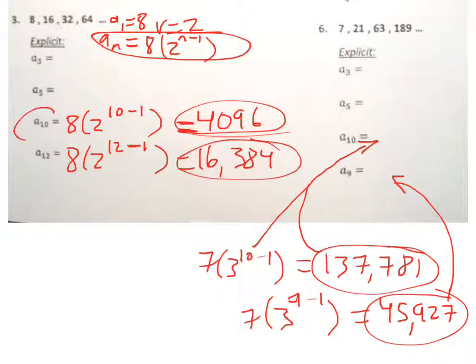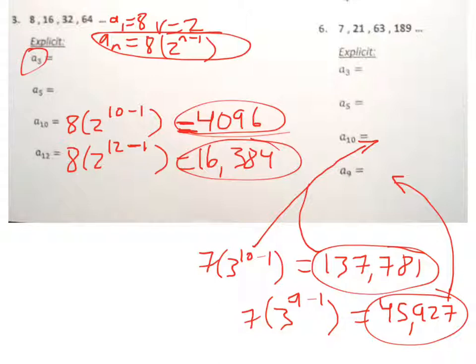And so to get a sub 10, I took this function and put the 10 in where the n goes, and compute that out, you get 4096. And for a sub 12, you take 12 and you put it where n is, and then you compute that, and you'll get 16,384. And so, yeah, just let your calculator do all that crazy work for you.